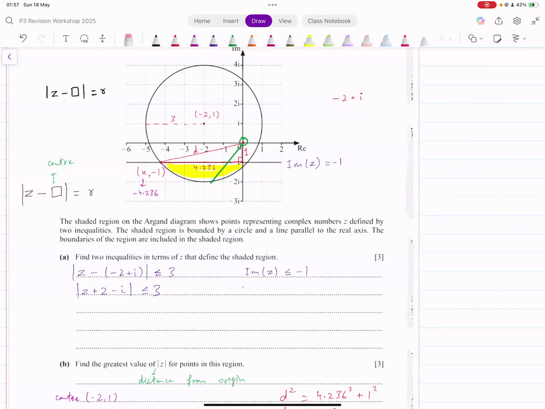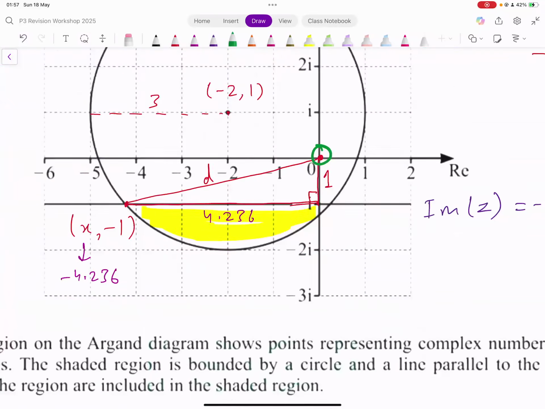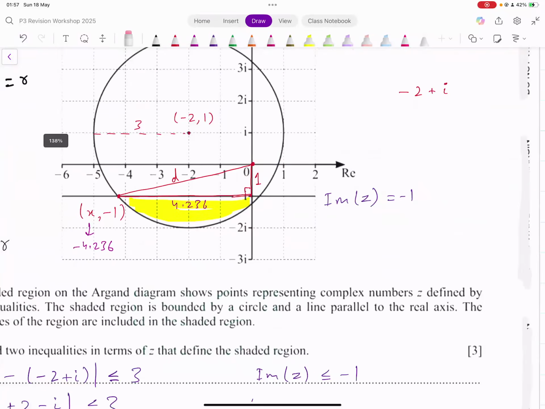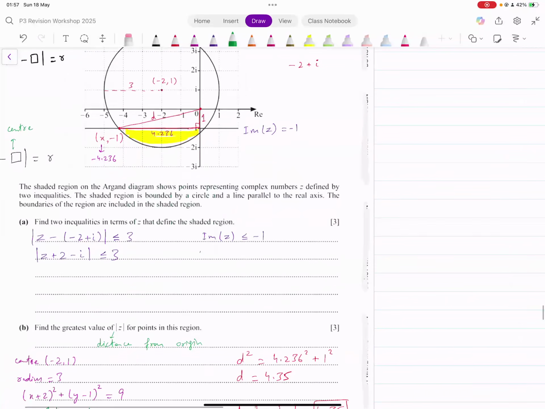Is this the greatest? No. You can keep going further and further until you touch the shaded part on that extreme end, like that. That's the greatest value of modulus. How do you find that? How do you find this distance? That's quite complicated.